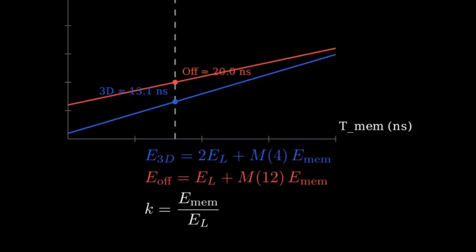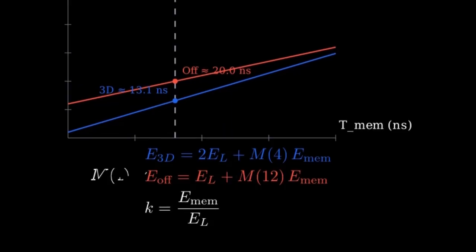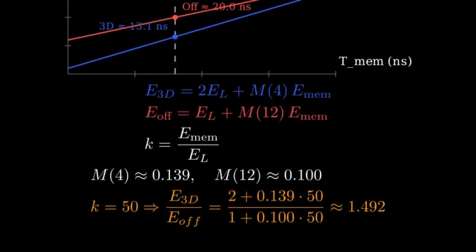Because M of 4 is larger than M of 12, the 3D option always uses more energy per reference in this simple model. For a concrete example, if a main memory access costs 50 times an L3 access in energy, then the energy ratio 3D over off is about 1.492. So energy only favors the larger off-die L3.